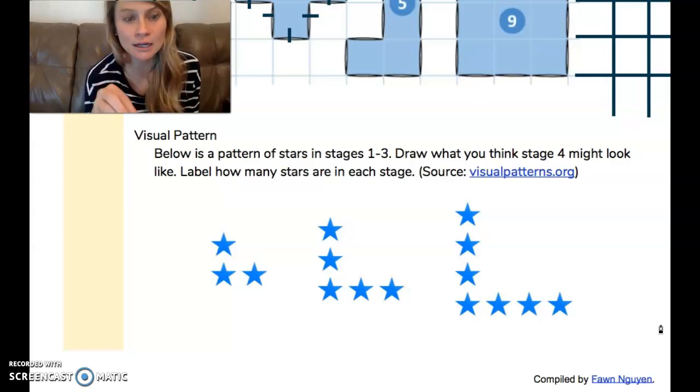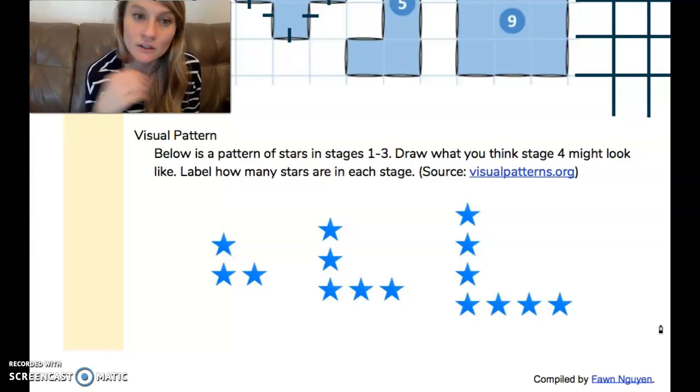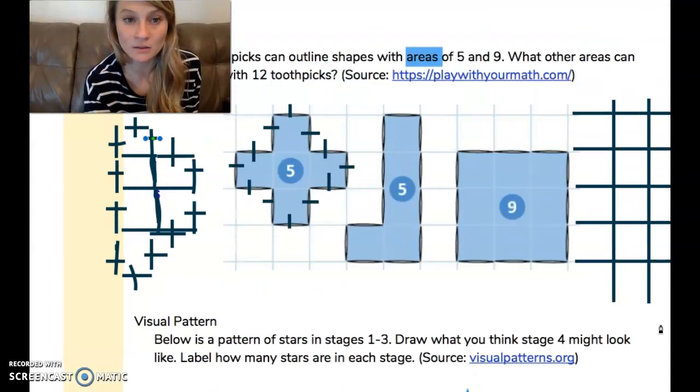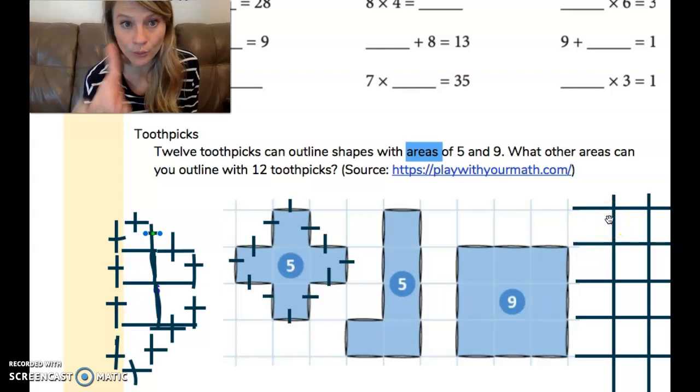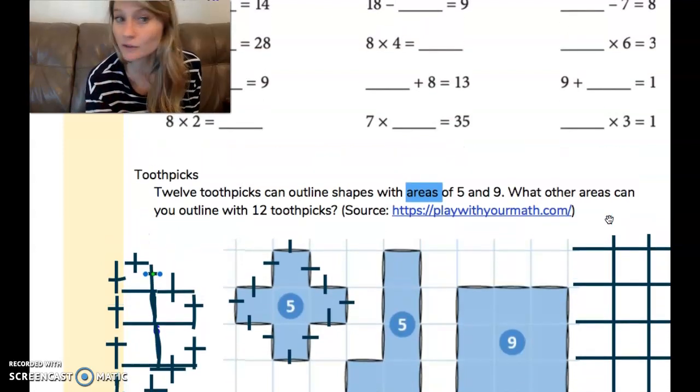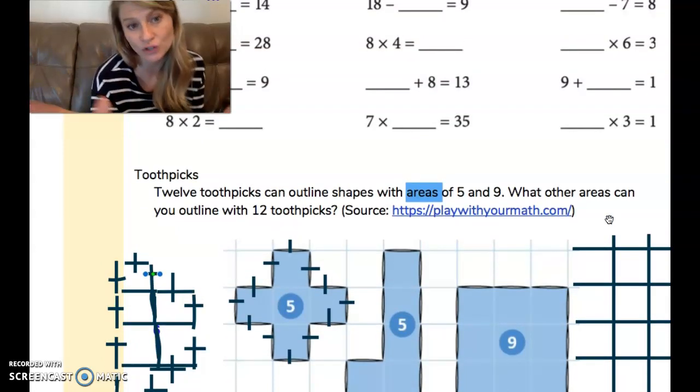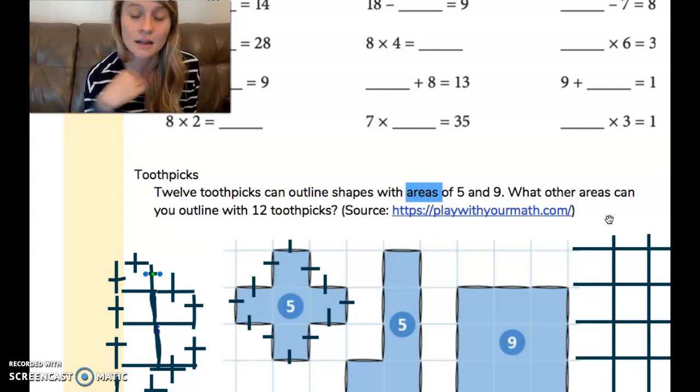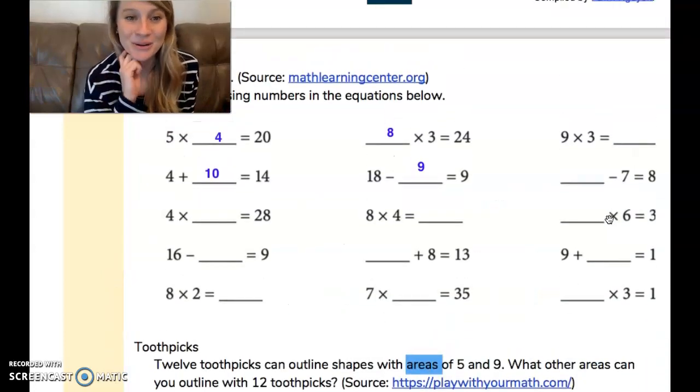If you're feeling stuck on something, guess what? That's okay, because it's really getting you to think abstractly, which is a little different than what we're used to sometimes. So you have your visual patterns. You need to find one more way for an area with 12 toothpicks, or you can use pens or pencils or crayons, or just draw them like I did. And then finish these missing numbers, okay?